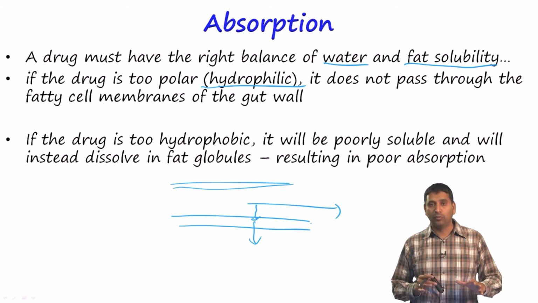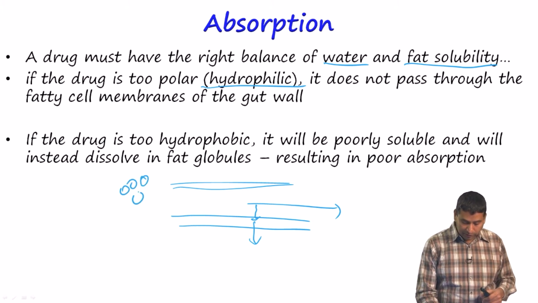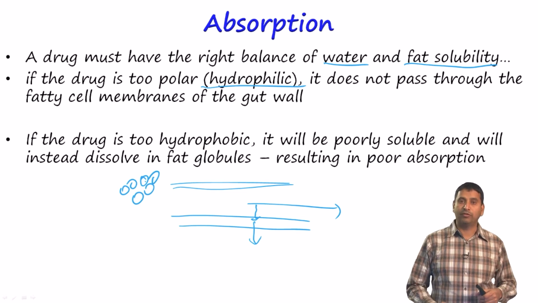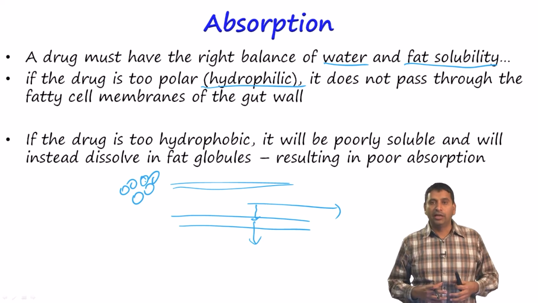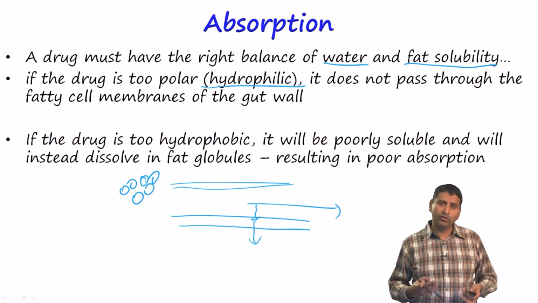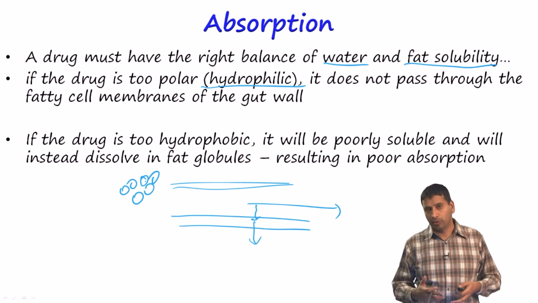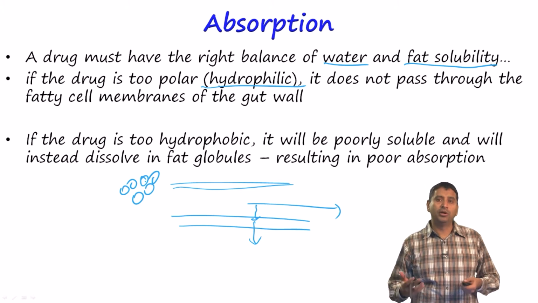If on the contrary, the drug is too hydrophobic, it will be poorly soluble, and what happens is it ends up dissolving in these fat globules. Okay. So, fat globules are present in various parts of the body, and the drug will then partition into these fat globules. Again, this is not very useful, because the fat globules are not the area of the disease. You may want the drug to act in the kidney. So, this will lead to poor absorption.